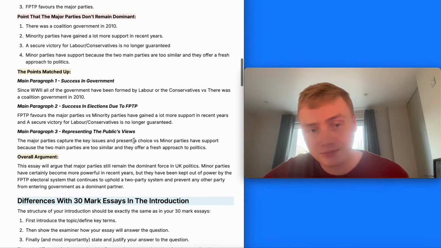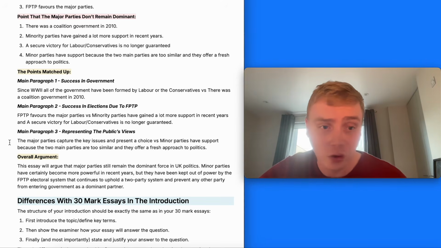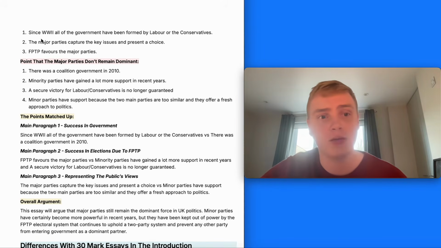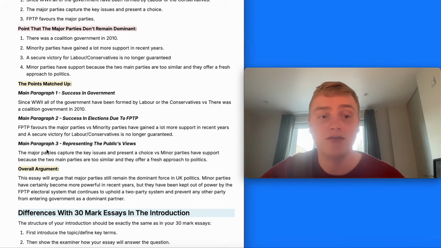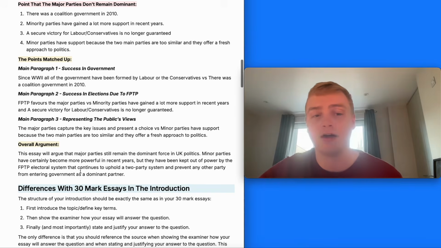And then finally, quite a clear, well matched up final one is about representing the public view. So you've got the major parties capture the issues of the day and present choice. That's this one up here. Versus minor parties have support because the 2 main parties are too similar and they offer a fresh approach to politics. And then, of course, before we start writing, we also want to plan our overall argument.